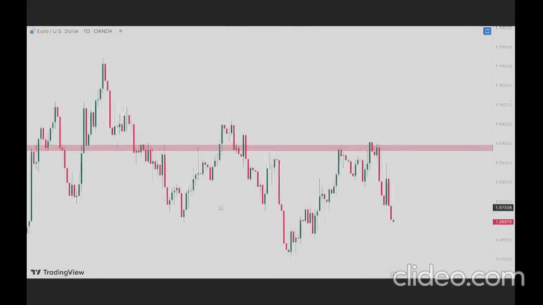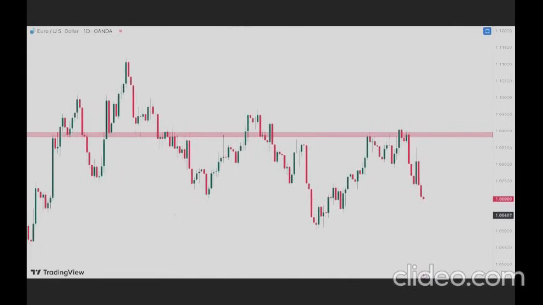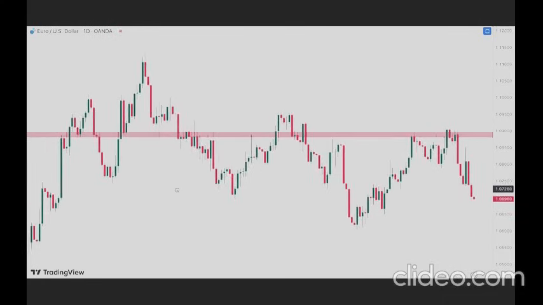Now this is our daily time frame. Also in the daily time frame, guys, you can see the market is barely strained with the downward trend. So let me do this again.